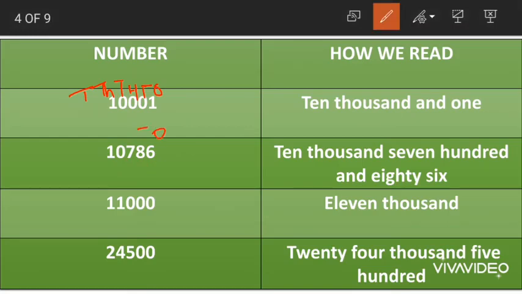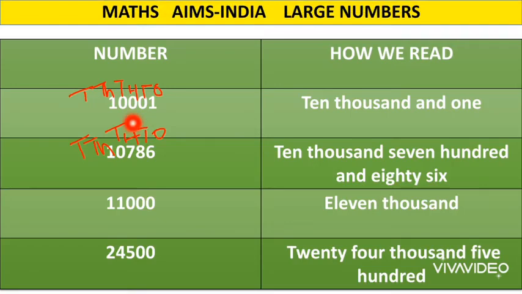The next number we have is 10786. Let us write the place values. Ones, tens, hundreds, thousands and 10,000s. Okay children. If we take this number 786, you already know how to read this number, right? 7 is at hundreds place, 8 is at tens place and 6 is at ones place. Now how will we read this? We'll read this as 786, right? You already know this.